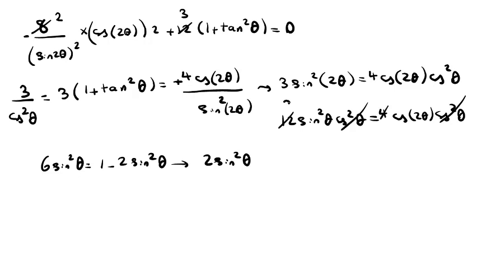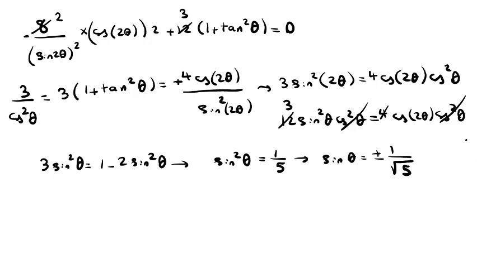So you have 3 here. And it will be what? It will be 3 sine squared theta equals 1 minus 2 sine squared theta. And then we can say, okay, 5 sine squared theta equals 1. So it is 1 over 5. So we can conclude sine theta equals plus minus 1 over root 5.